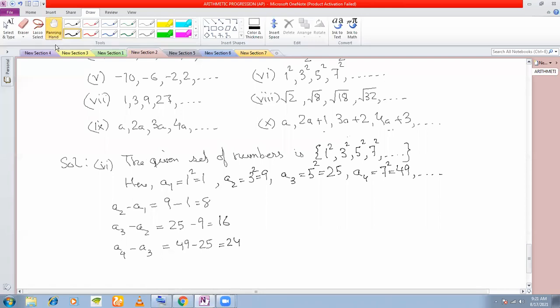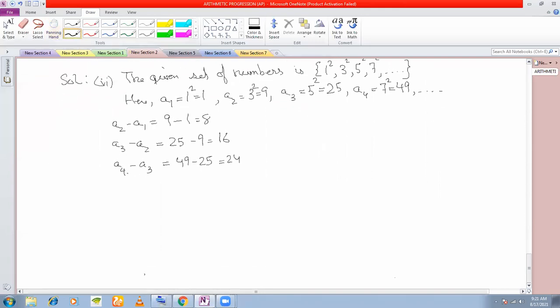So all these are different, right? A2 minus A1 is not equal to A3 minus A2, which is not equal to A4 minus A3. So what do we say? Hence, 1 square, 3 square, 5 square, 7 square, and so on is not an AP. And if it's not an AP, the question of finding the other 3 terms does not arise. Okay, so that's it.